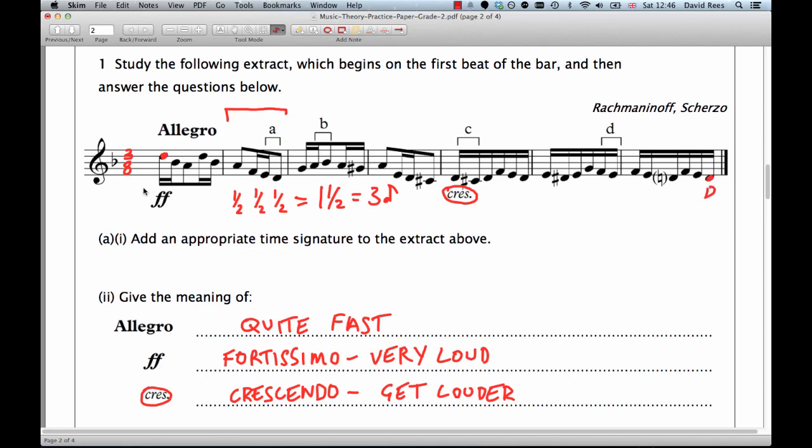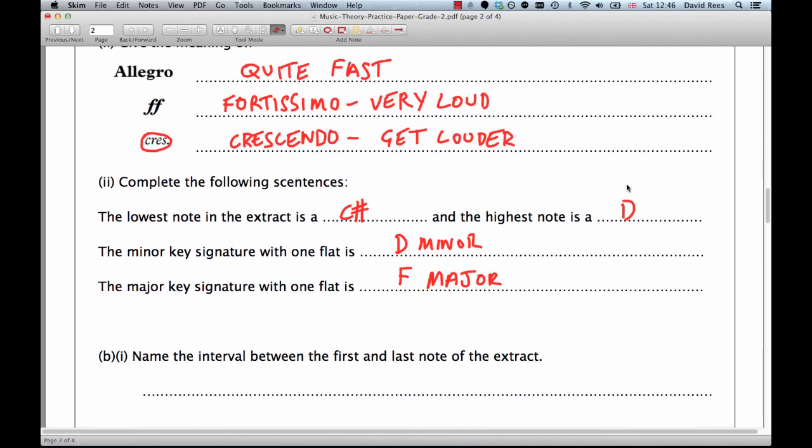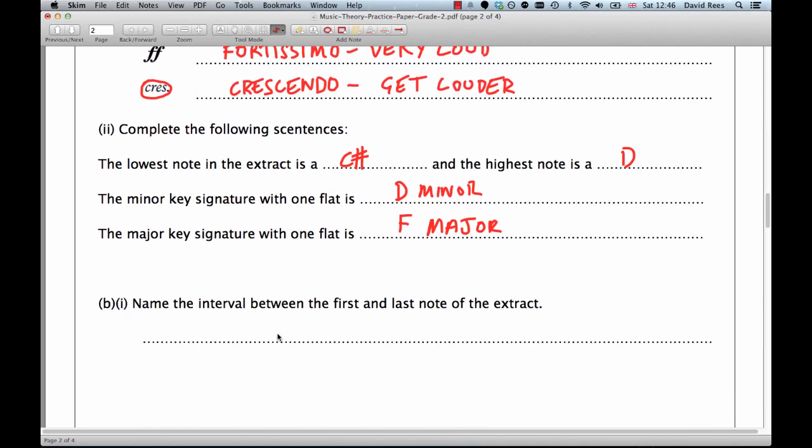So that's a D and that's a D. But they are different Ds, if you like. They are two flavors of the same thing that we call D. And they are an octave apart, aren't they? If there's two notes that have the same name, but they sound different, then they are going to have that octave relationship. So the interval between the first and last notes of the extract is an octave.